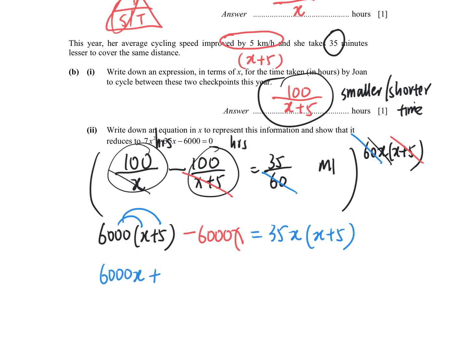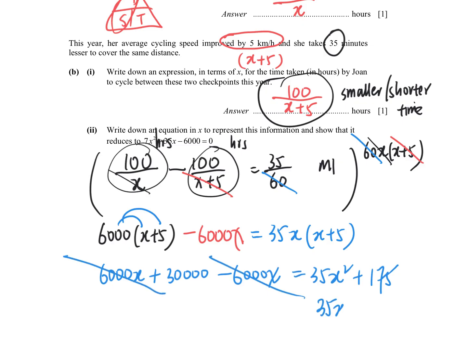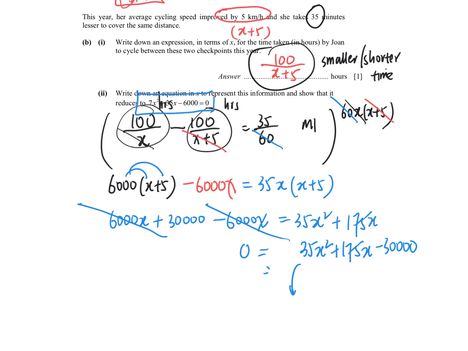Your 6,000x is gone. What is 35 times 5? 175, correct. Okay, so this one is gone. Shift everything to this side. I'm missing an x. Then my goal is to get here. So how to get 7? You divide by 5 throughout. Then you should be able to get what they show there.